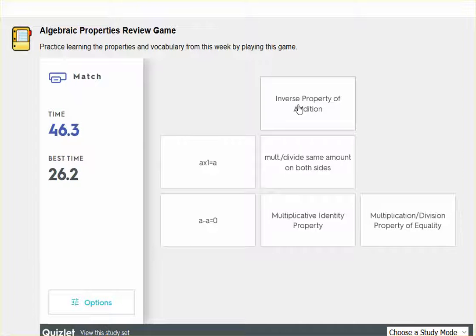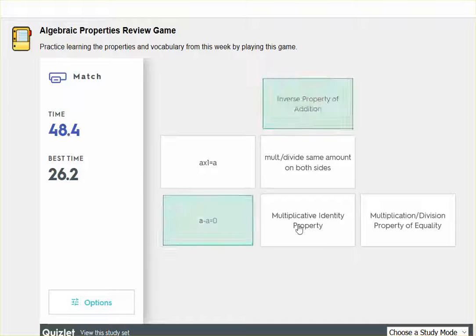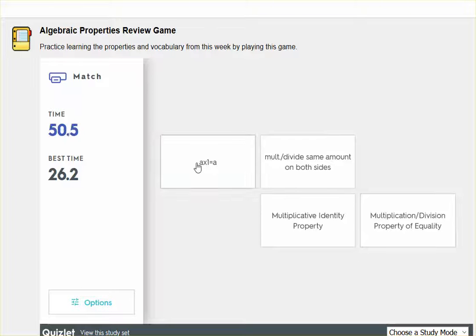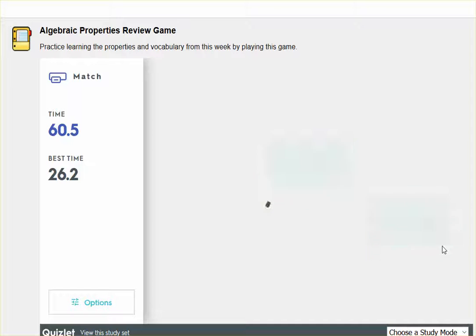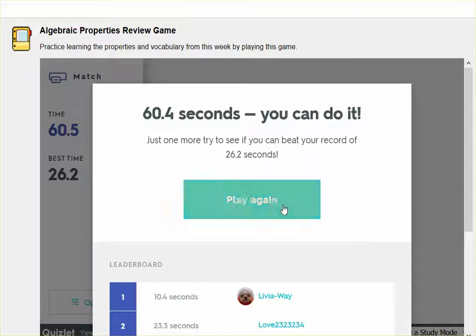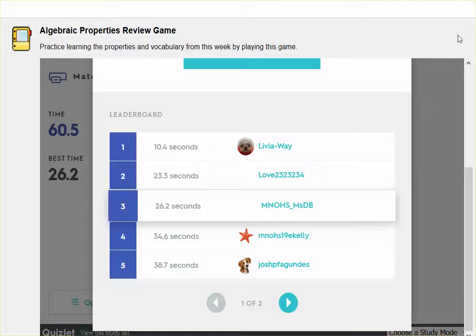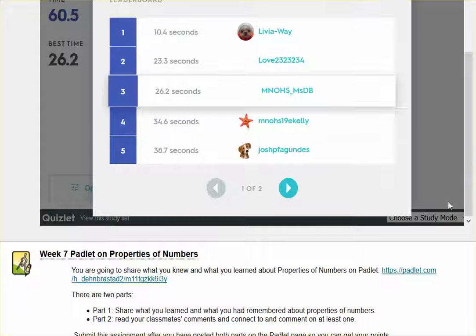Inverse property of addition. That's when you can subtract a number. A times 1 equals A. That's the multiplicative identity. Multiplication division property of equality is when you can multiply or divide the same amount on both sides. There you go. So I'm not very fast, obviously. It says I did it faster before, but that's okay. And then the second thing I want to show you in this folder is, oh, look how fast some people got.